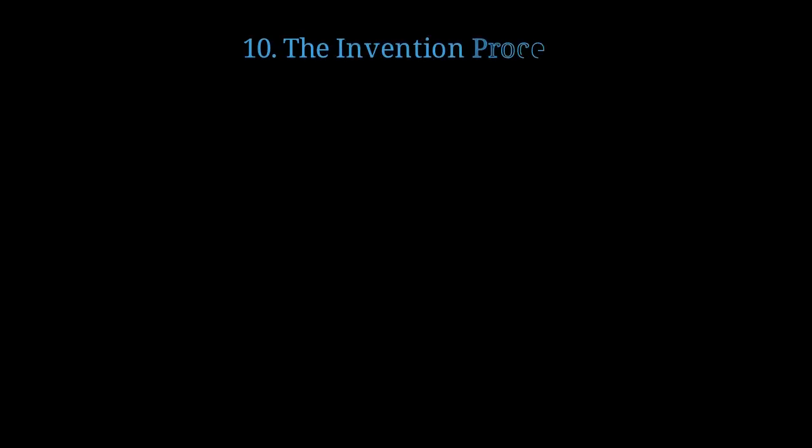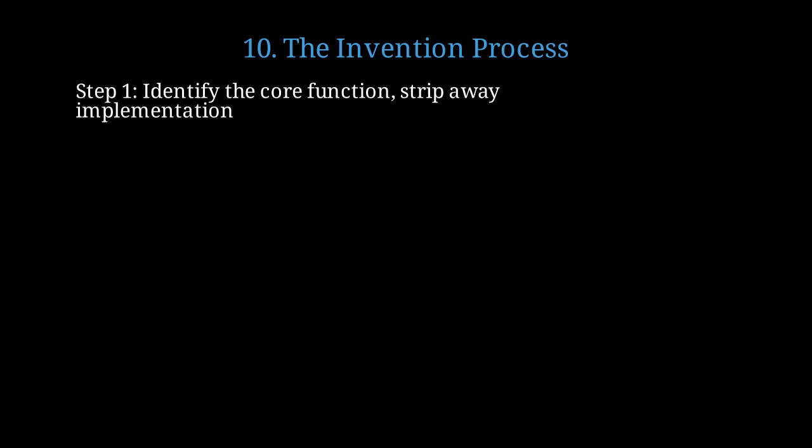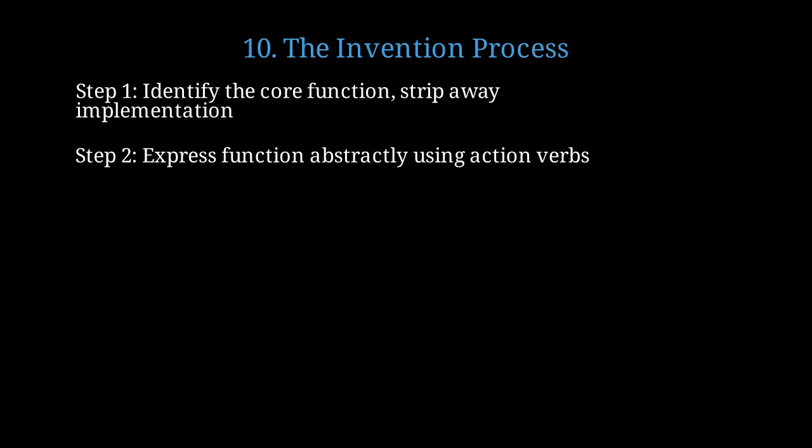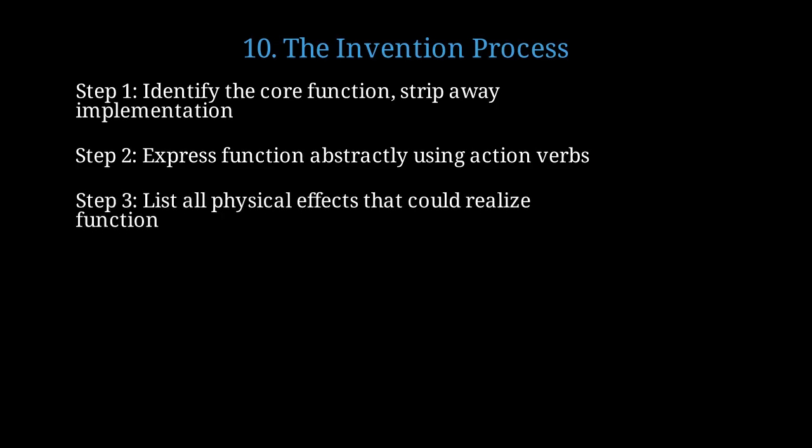Let us now formalize the complete invention process using function decomposition. Step 1. Identify the core function you need, stripping away all assumptions about how it is currently implemented. Step 2. Express the function abstractly using action verbs like transport, convert, separate, store, or sense. Step 3. Systematically list all known physical effects that could potentially realize this function.